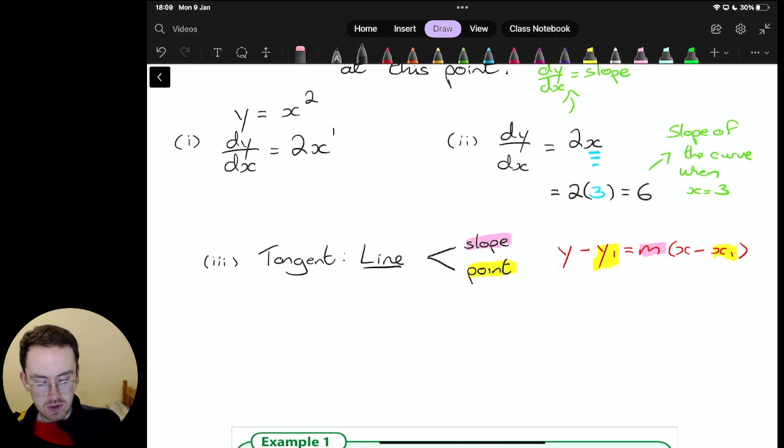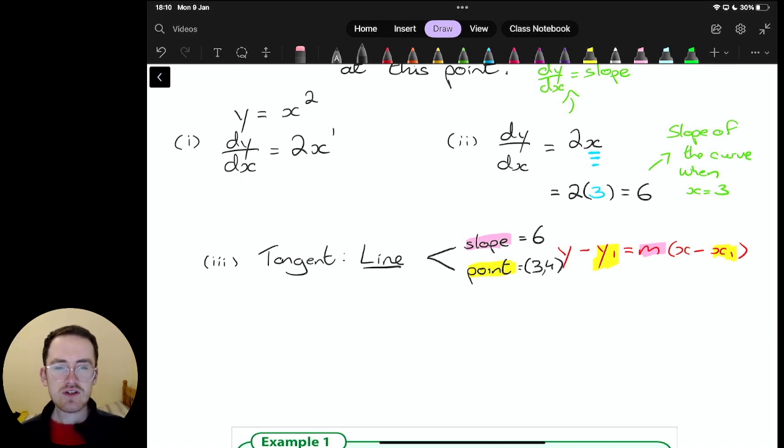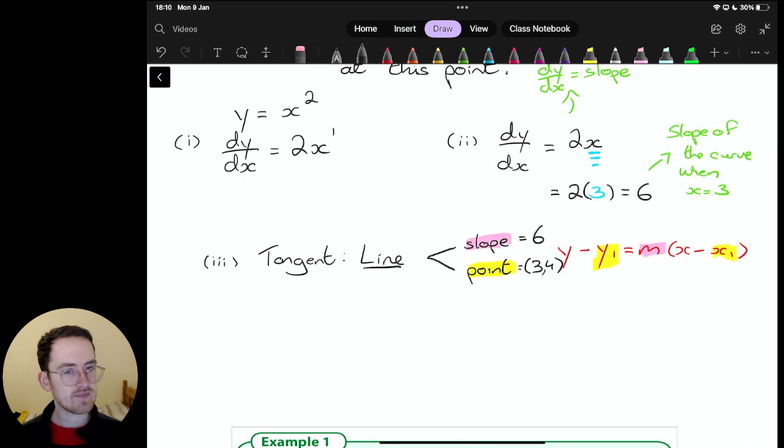So for this line we're looking for, our slope is going to be 6, and the point that we're going to use is the only point they've given us. It's the point (3, 4). And we have to use these two things together because we know that the slope is 6 at the point (3, 4). I've lost the screen again. Count how many times that happens too. So the point (3, 4) and our slope is 6 at that point. So we have to use these two things together.